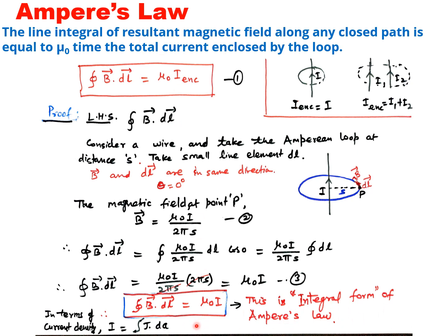And if we know the current density, then we can also find the current I using the relation I equals the surface integral of j dot dA, because we know that j equals I by A.